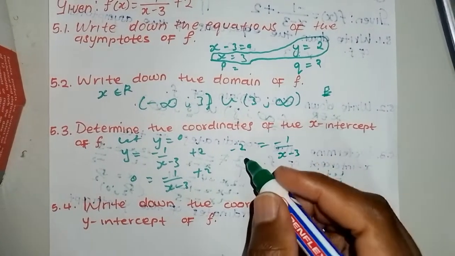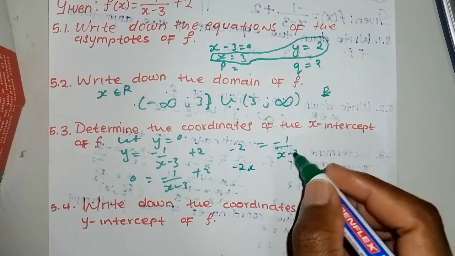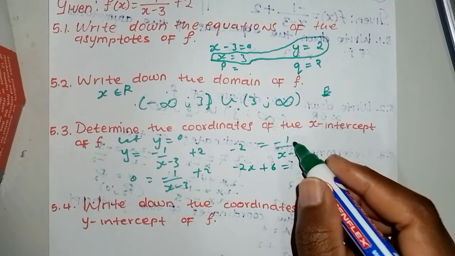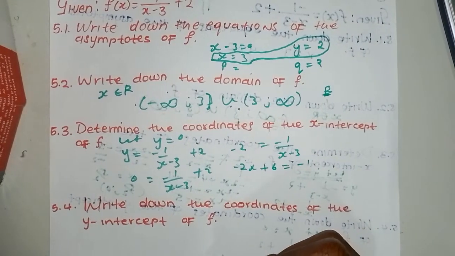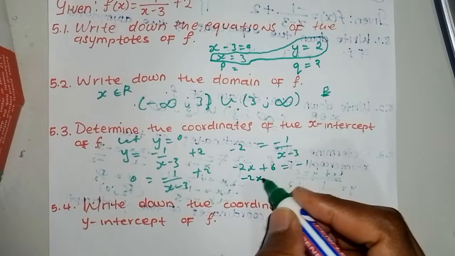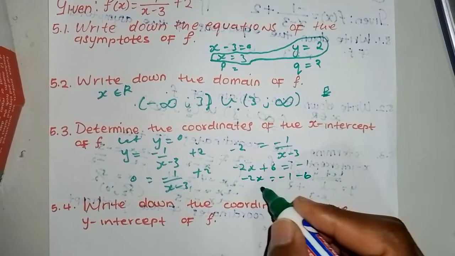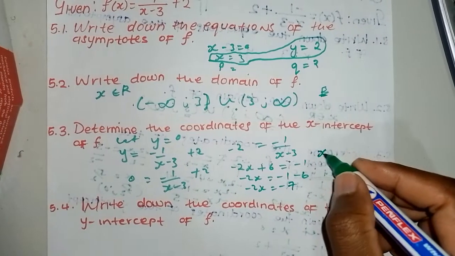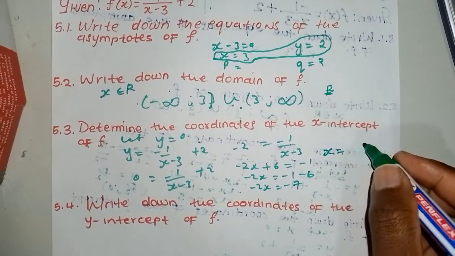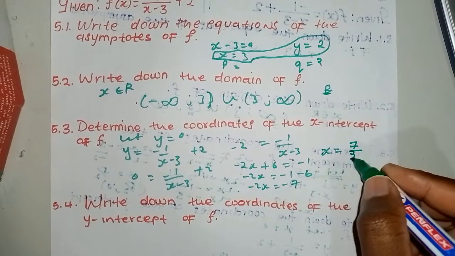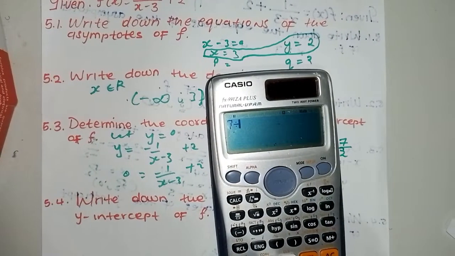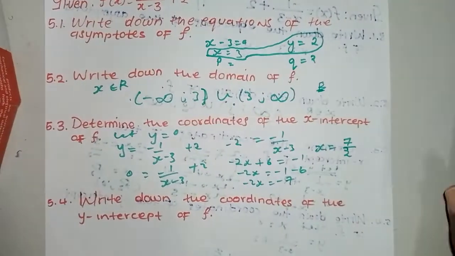Now, cross multiply: this and this will give me minus 2x, this and that will give me positive 6, which equals negative 1. Take this to the other side, I'm going to have negative 2x equals negative 1 minus 6, which is negative 2x equals negative 7. Therefore, x equals 7 over 2. x equals 7 over 2, which is around about 3.5.